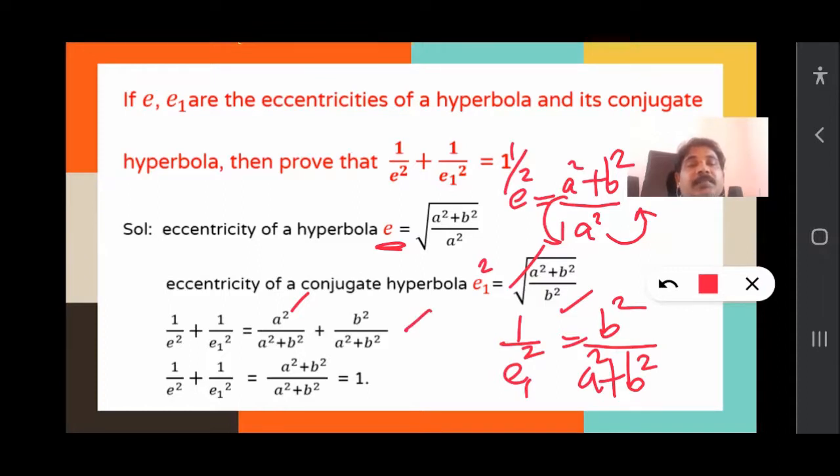Find the LCM. a square plus b square is the LCM. The numerator is a square plus b square. These two are equal, numerator and denominator are equal. Therefore, they get cancelled. We get 1. Therefore, if the eccentricity of a hyperbola is e and its conjugate hyperbola's eccentricity is e1, then 1 by e square plus 1 by e1 square is equal to 1. This is the condition.